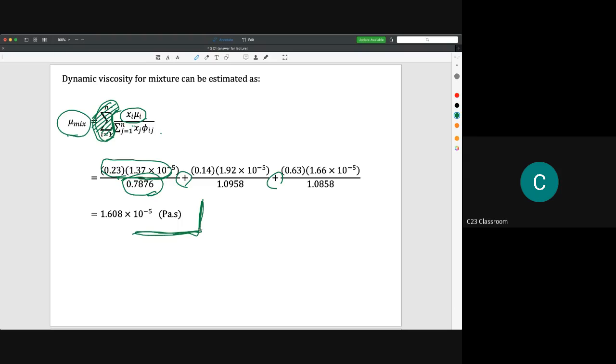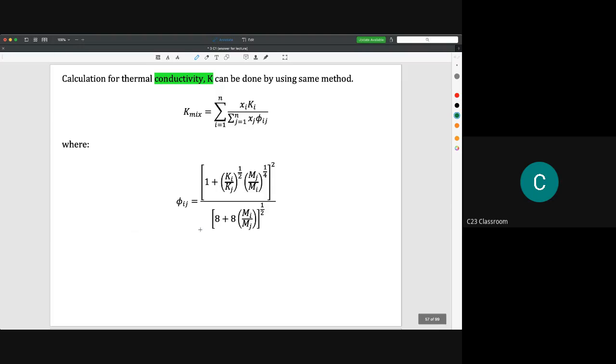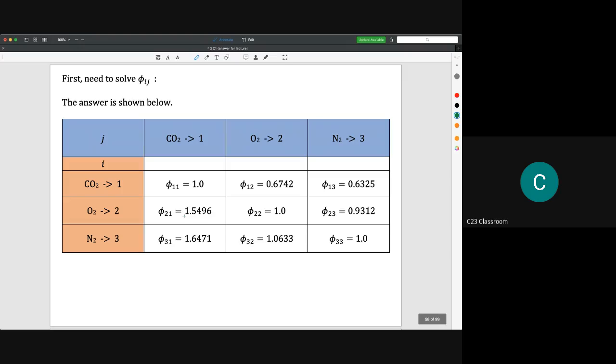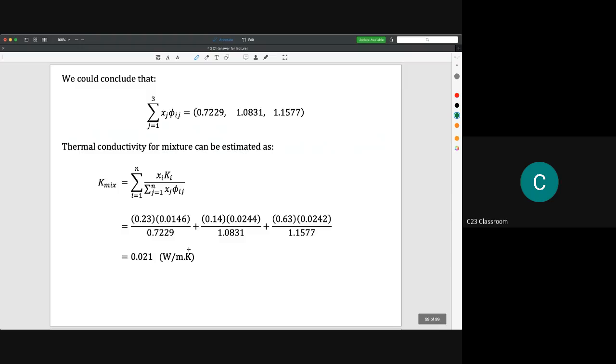Okay, and then we could calculate the conductivity here by doing the same things, but the equation for the conductivity is shown like this. So you are not using the same equation. So the conductivity is like this one. Again, we start to calculate the value of phi ij. So you have the table like this. So you fill in all the values here. And then we could estimate the value of conductivity for the gas mixture as this one.